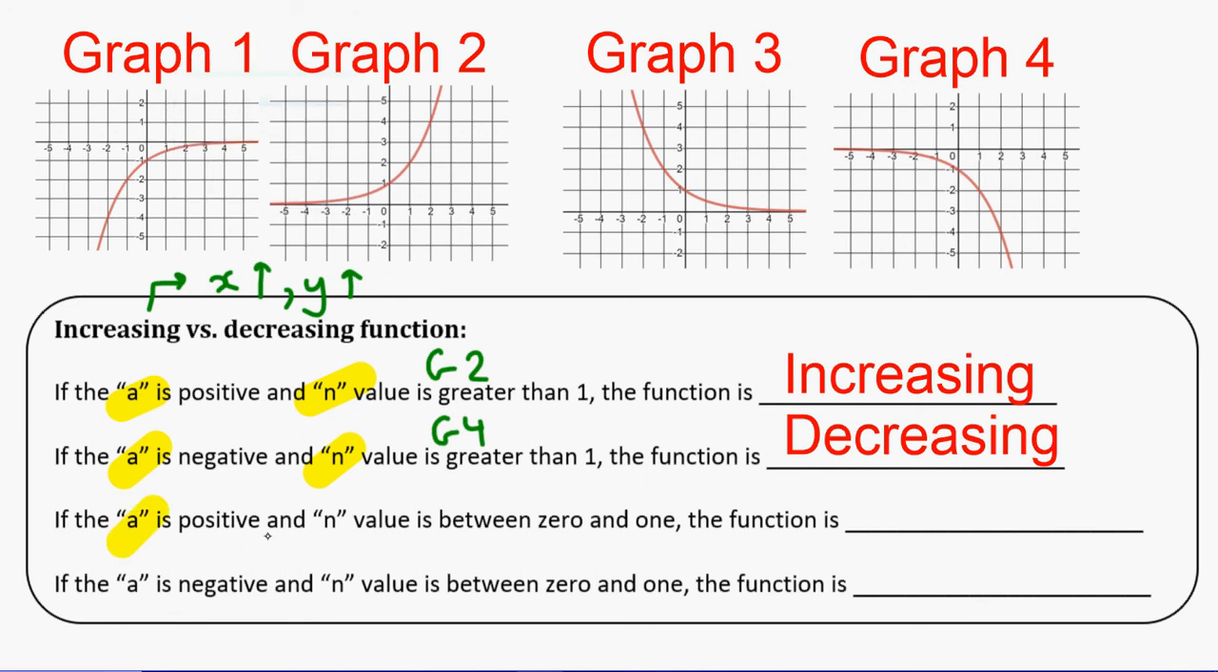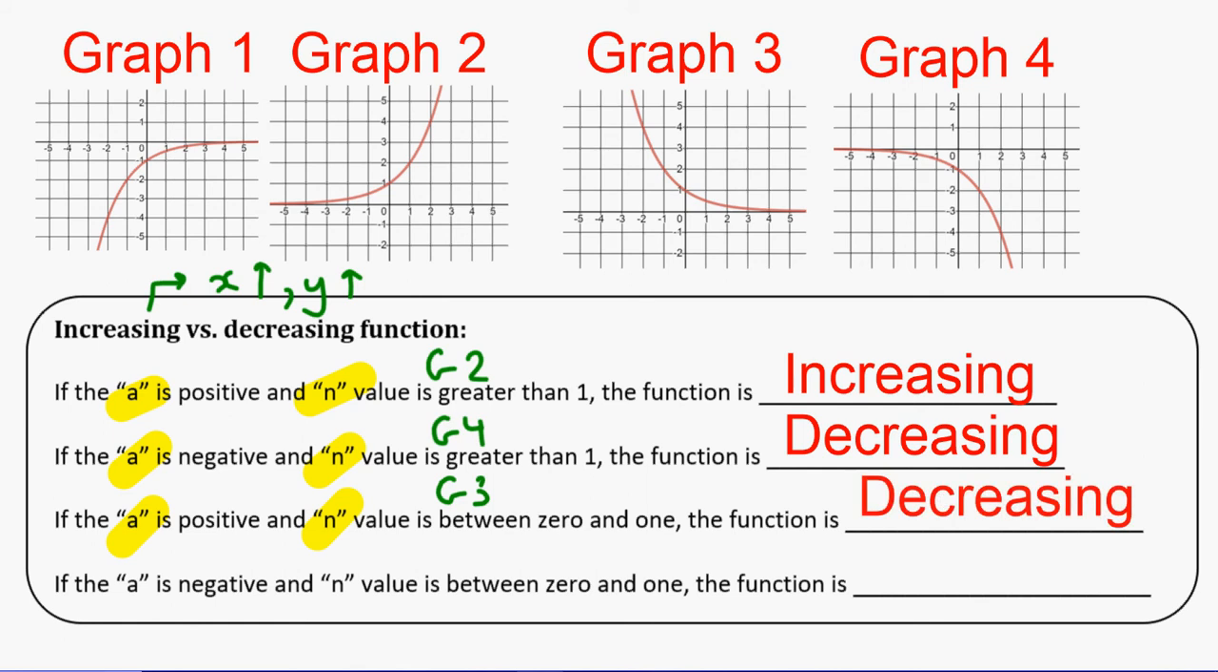When my a value is positive and n value is between 0 and 1, that would be graph 3, this guy here. So graph 3, as my x values go to the right, we can see my y values are getting smaller and smaller, so this is decreasing.